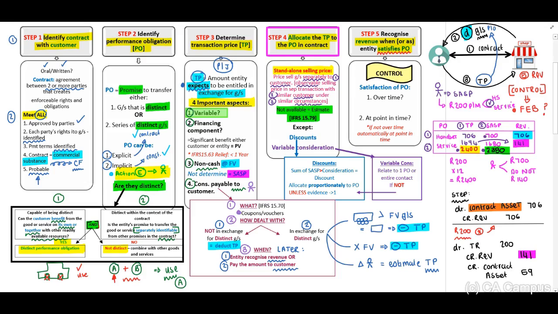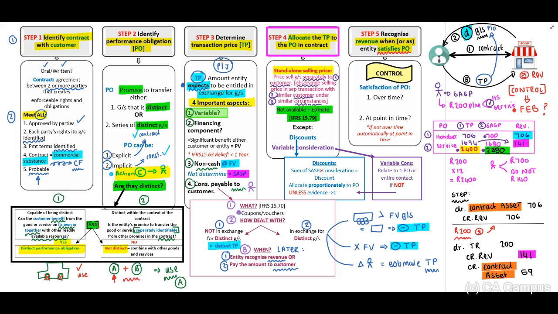Therefore, guys, do you see that at the end of our 12-month period, our contract asset will be 0? Therefore, the definition of a contract asset is the entity's right to consideration in exchange for goods or services that the entity has transferred to a customer when that right is conditioned on something other than the passage of time, for example, the entity's future performance.